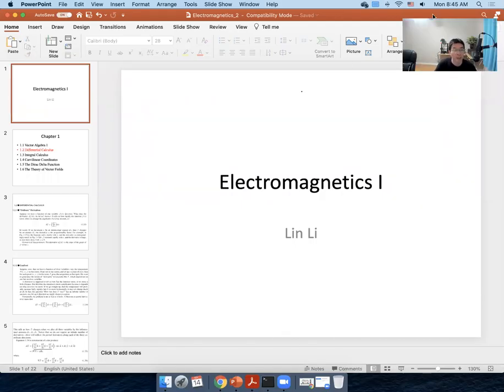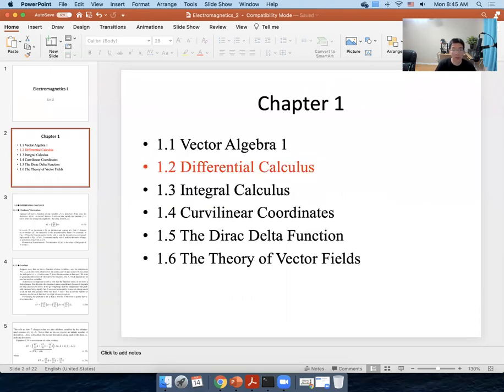Hello, everybody. Today we're going to continue to learn chapter one, the vectors. In last class, we learned about the operations of vectors like addition, product, dot product, cross product, something like that. They're all operations for vectors. Today, we're going to learn something about differential calculus. Now, let's start today's lecture.